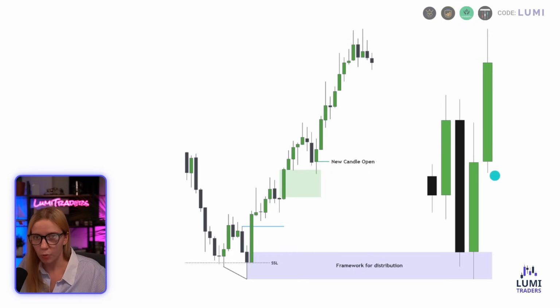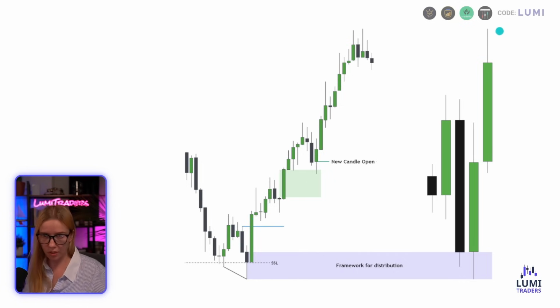We're already below open of this. I believe it was 4-hour candles right here. It doesn't really matter, but framework for distribution is going to be below open of this candle. So we got order block. Let's say I missed entry at this fair value gap or order block. It's okay. I'm just going to wait for the formation of new candle.